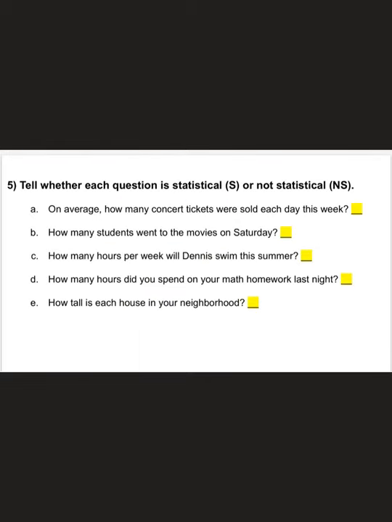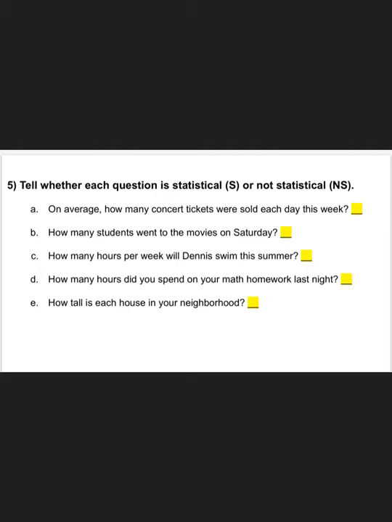All right, number 5 said, tell whether each question is statistical or not statistical. So remember, a statistical question is a question that results in a variety of data points. So that means there's more than one possible answer. And then a not statistical would be a question that results in one data point. So that's one answer.